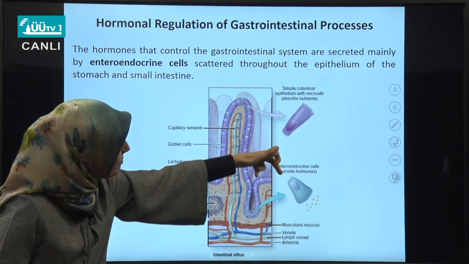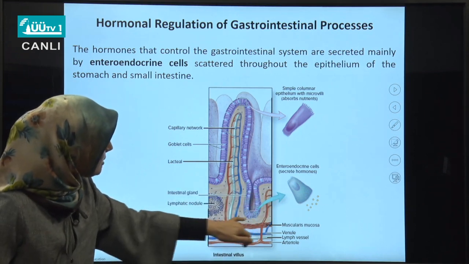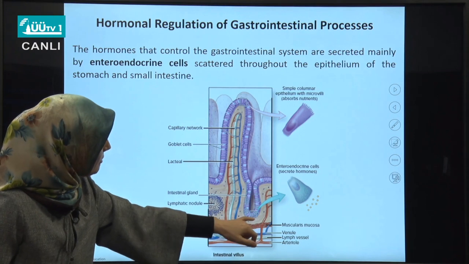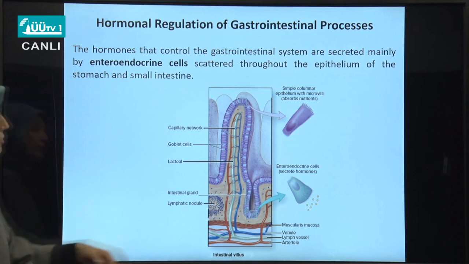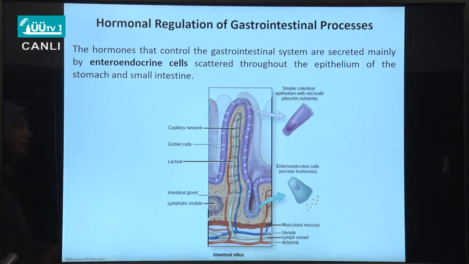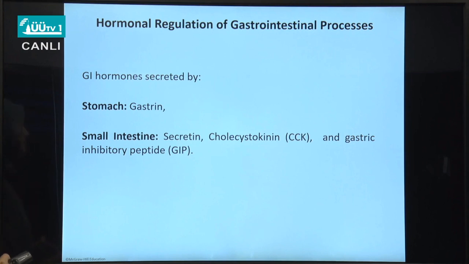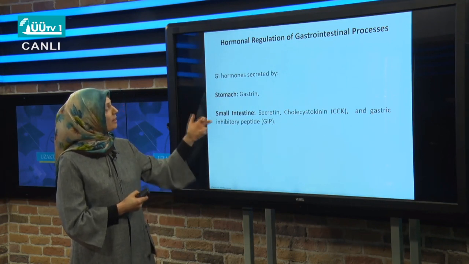The stimulus comes from the lumen, and then the secretions are released into the interstitial fluid, and from the interstitial fluid, the capillaries absorb these hormones. Then the hormones enter the circulatory system, and they can affect other parts of the gastrointestinal system. Okay, so in the hormonal regulation, there are very important basic hormones which are secreted by the stomach and the small intestine.